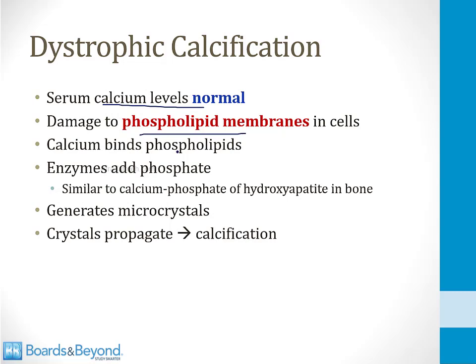When this happens, calcium can bind the phospholipids, and then there are enzymes in the cell that add phosphate to the calcium. And this basically is a process similar to the deposition of calcium phosphate in hydroxyapatite in bone. Basically, miniature bone tissue is being formed in areas where there was prior necrosis. This generates microcrystals of calcium and phosphate, and the crystals propagate and grow, and that leads to calcification like we saw in the last few slides.